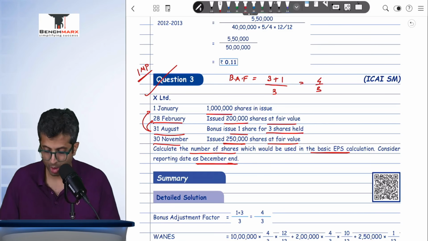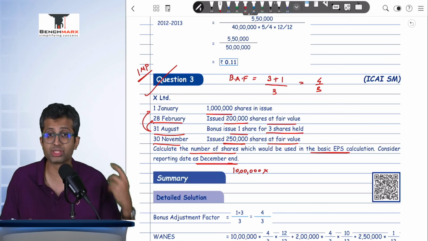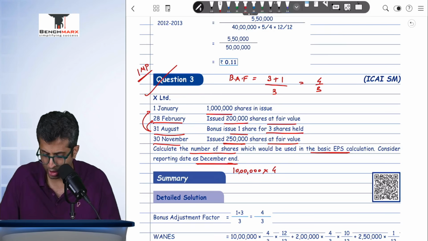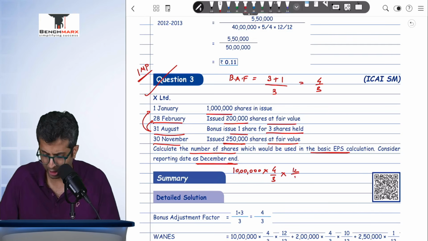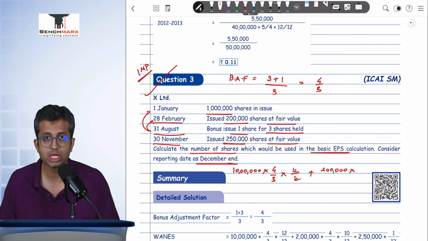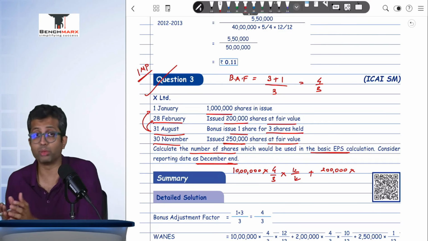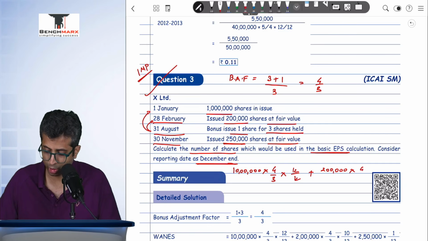Now, what will I do? When I have to calculate WANES, I will say there were 10 lakh shares at the start of the year. These 10 lakh shares were pre-bonus. However, on that bonus shares will be issued. So I will multiply the bonus adjustment factor, into 4 by 3, into 12 by 12. Plus, there were another 2 lakh shares that were issued. However, they were issued on 28th of February and hence they will be outstanding for 10 months. And hence, I will say into 10 by 12. But will they also be entitled to bonus shares? Yes. And as a result, I will do into 4 by 3 over here into 10 by 12.